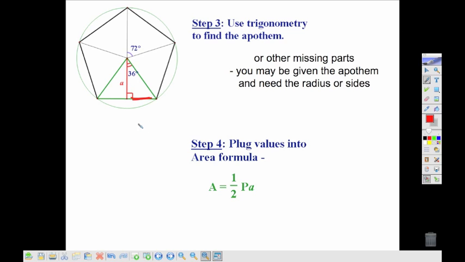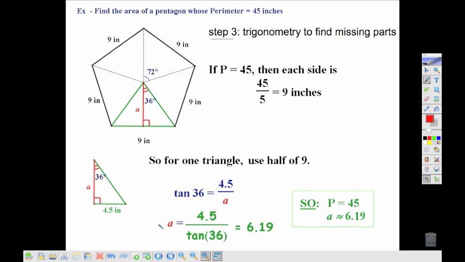After we find the parts that we need, we can plug them into the formula. Okay, let's look at one here. We've already done the first couple of steps with this pentagon, and we found we have a 72 degree angle, and that gave us this 36 degree angle in this part of the triangle. What we're focusing on is this little triangle here.